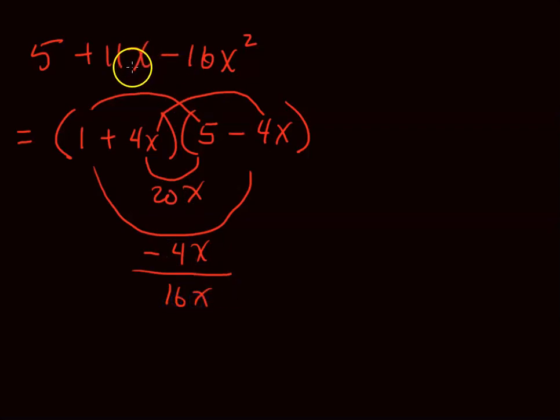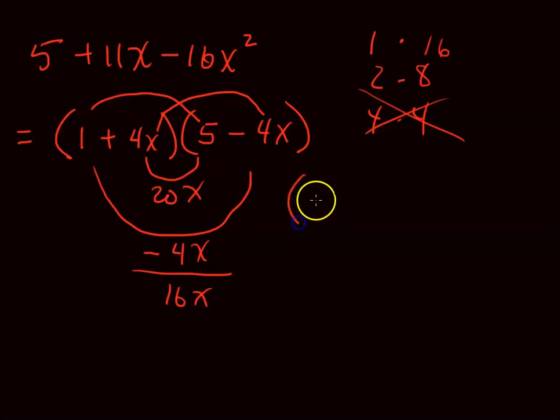Uh-oh, that's not right. I want 11x. Does that mean this is prime? No, there are too many more choices here. Not only is 16 1 times 16, it could be 2 times 8, and it could be 4 times 4. So we've tried this one. How about the 2 and the 8? Well, in order to do this, we'd need to start again.